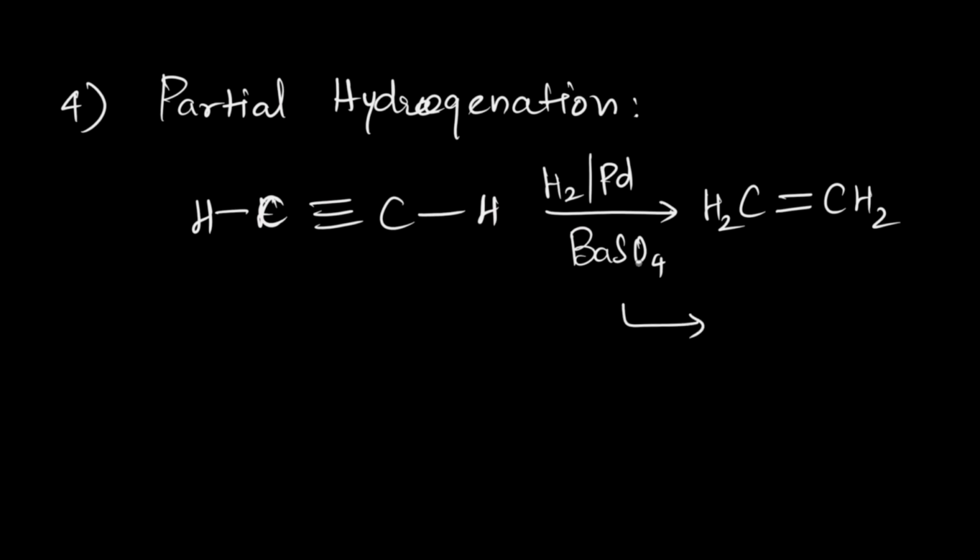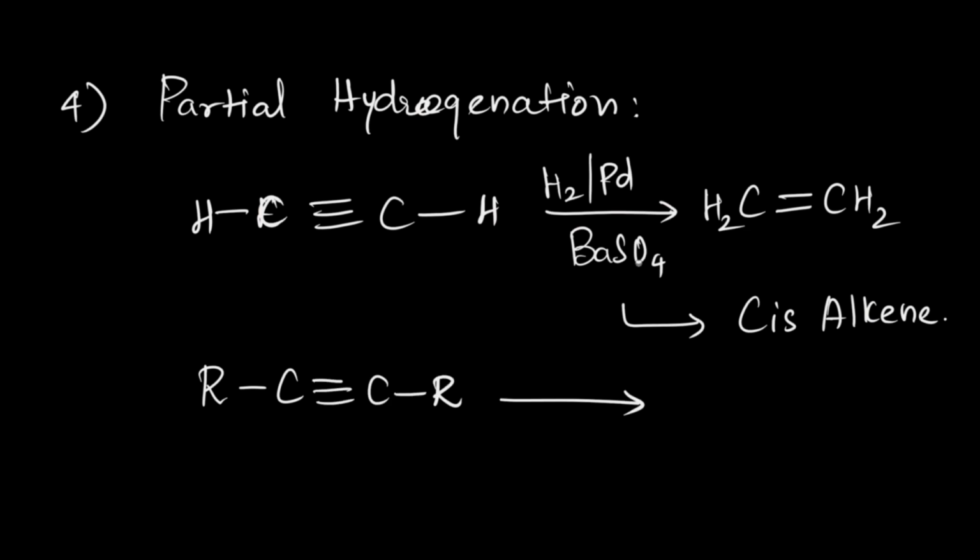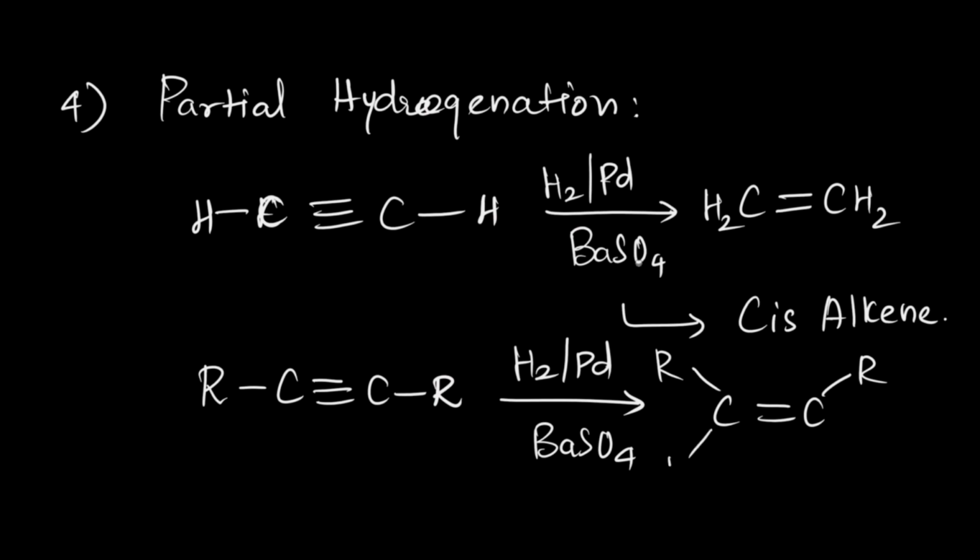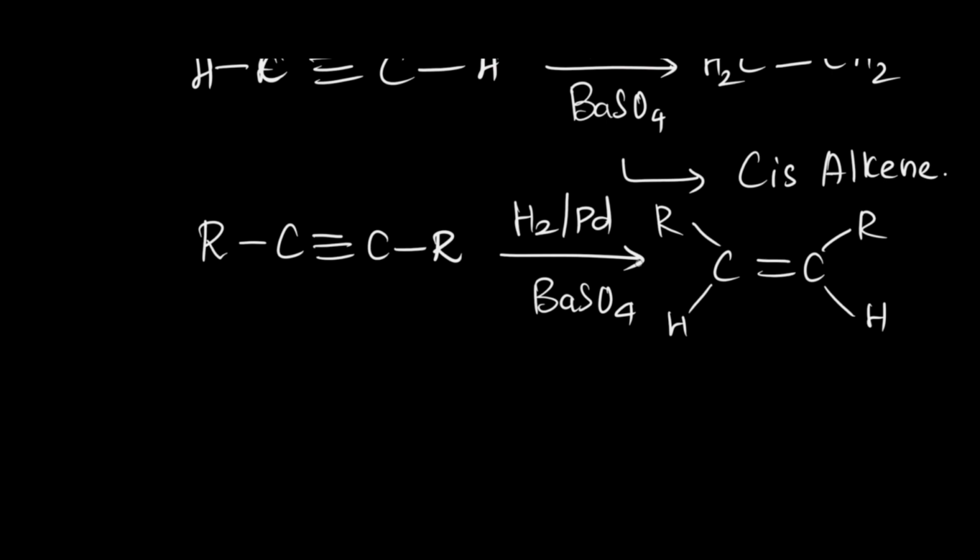This reagent is for the preparation of cis alkene. Here you can't find cis and trans, but in case you have taken R-C triple bond C-R with this reagent, you will be getting R-C=C-R. This is an example of a cis alkene.